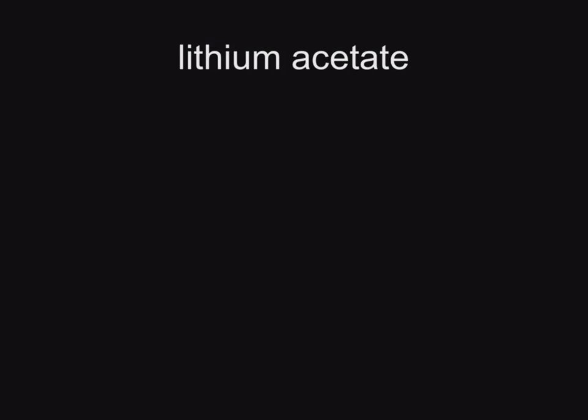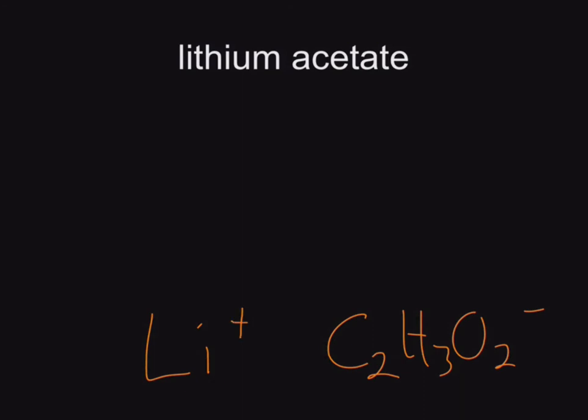Now to go the other way, lithium acetate. All right, so lithium, that's Li. Acetate is a polyatomic ion that has the formula of C2H3O2, and it has a charge of -1. Well, lithium is a +1. It's a group 1 element, so it's got a charge of +1. So the charges here match, which means I only need 1 lithium and 1 acetate to make the compound neutral.